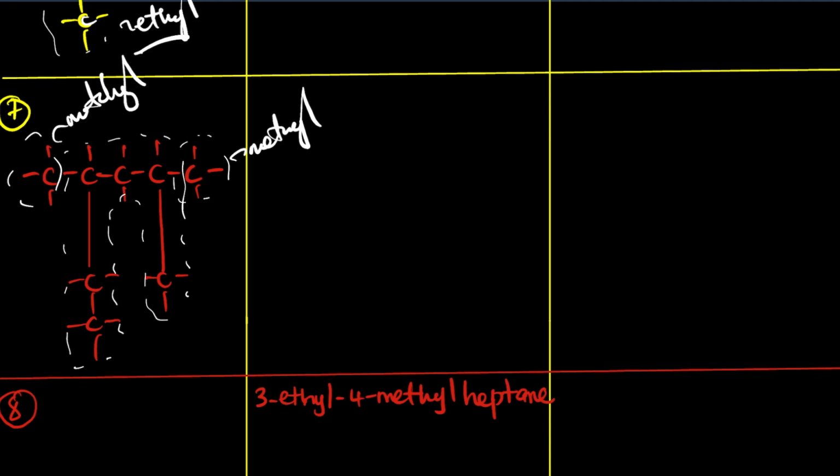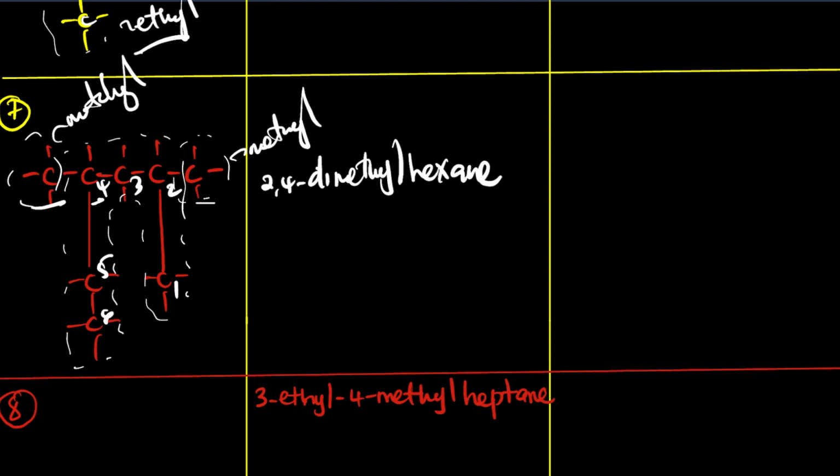So we check which methyl is closer to the end. As you can see, from this end it's 1, 2, 3. This methyl is in 2. So we're going to start with this one, since this one is closer to this end. So the numbering is going to be 1, 2, 3, 4, 5, 6. So our first methyl is in 2, second methyl is in 4. So it's 2,4-dimethyl. And then the longest is 6, it's hex, and hexane, right?